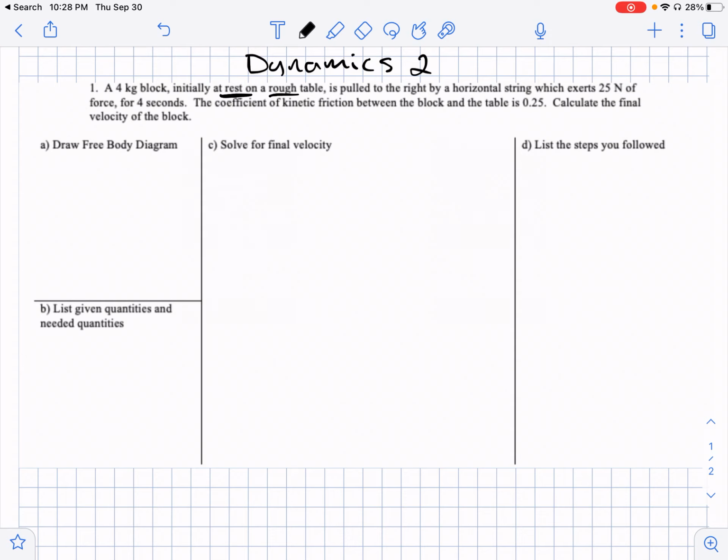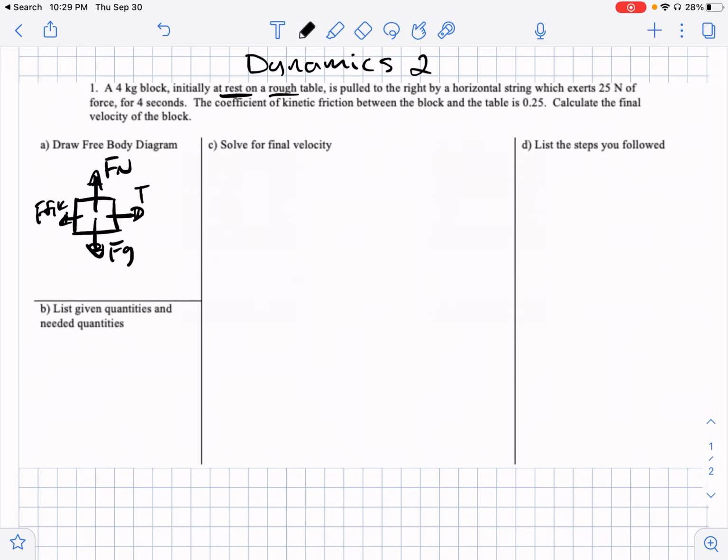the block. So we always start out with our free body diagram, and for this one, we're going to have, obviously, our FG goes down, and since we're on a surface, we're going to have the normal force going up. It's being pulled to the right by tension, and then there's going to be a little bit of friction, and we'll put kinetic friction on there.